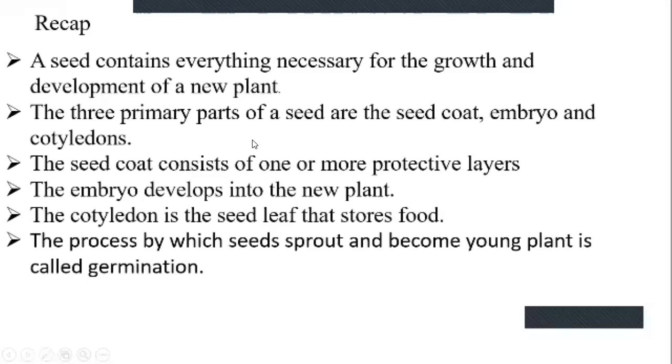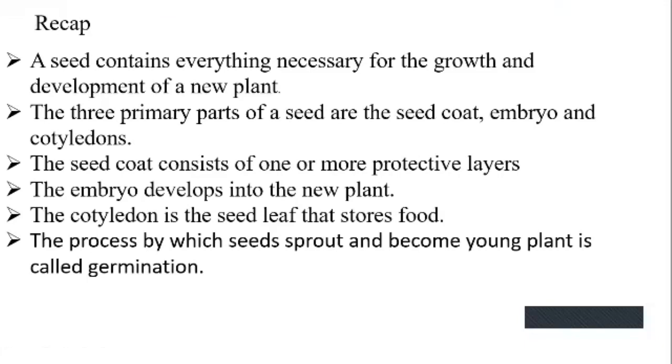Now we'll see the recap. A seed contains everything necessary for the growth and development of a new plant. The three primary parts of a seed are the seed coat, embryo, and cotyledons. The seed coat consists of one or more protective layers. The embryo develops into the new plant. The cotyledon stores food. The process by which seeds sprout and become a young plant is called germination.